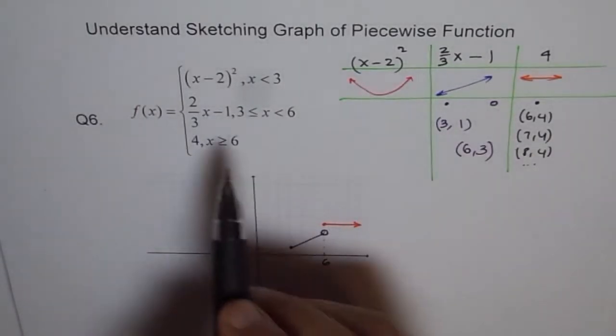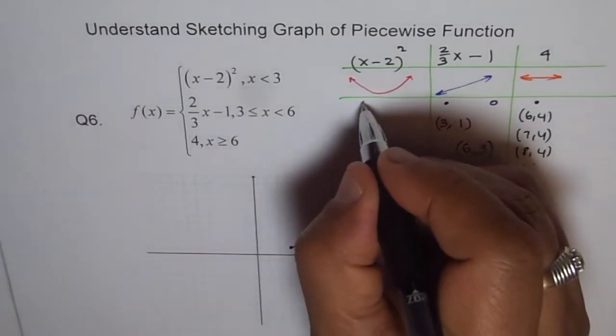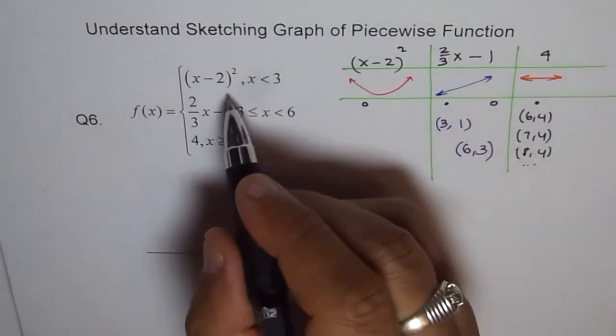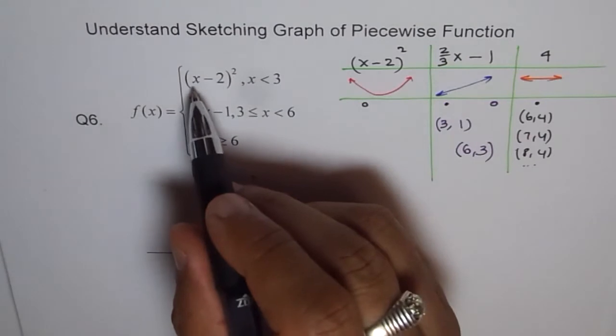Now it starts less than 3. So let's start with 3. 3 is not included, so the first point is a hole. Okay. Now let's put 2, well, what is less than 3? So let me put 3 here.